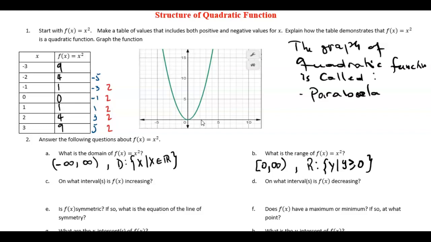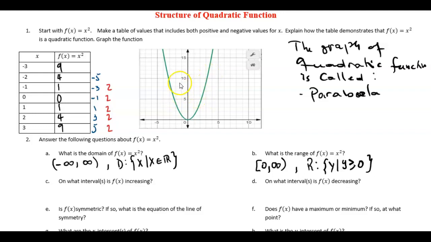So now that we're done with domain and range, the third question is, on what interval or intervals is f of x increasing? Again, looking at the graph. When you're reading a graph, any graph, you always read from left to right. If the graph is falling down, then it's decreasing. And if the graph is going up, then it is increasing.